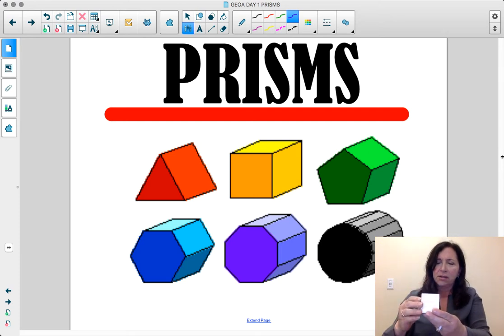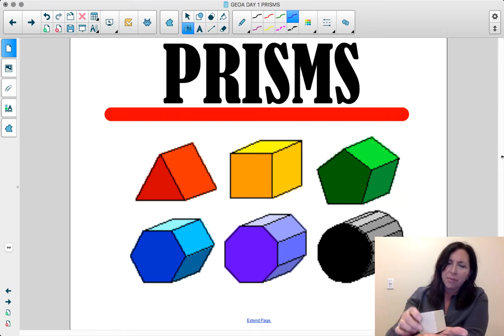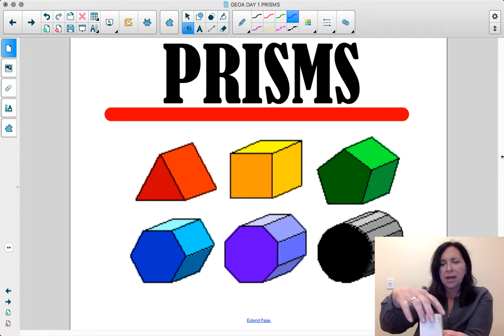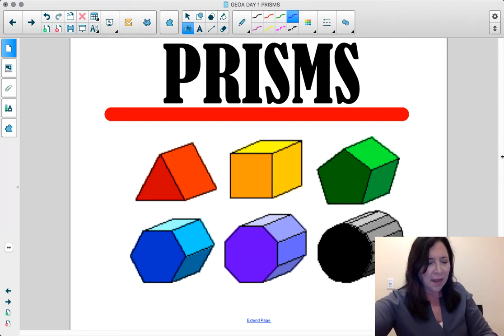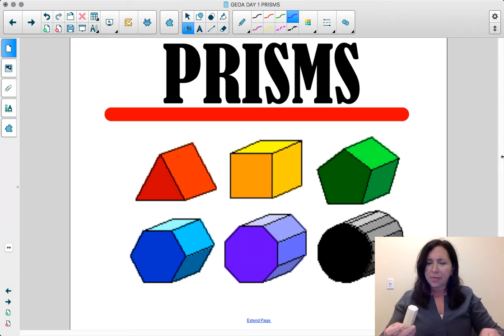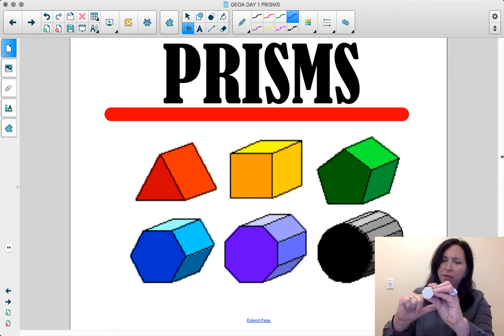This right here, this is called a square prism. It's called a square prism because the base is the same. And another name of calling this square prism is a cube. Anything that has the same base, top and bottom. So this right here, count the sides. This is a 1, 2, 3, 4, 5, 6.